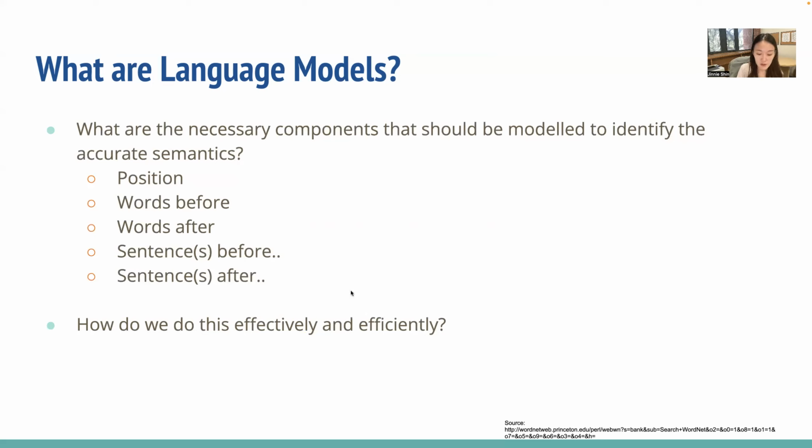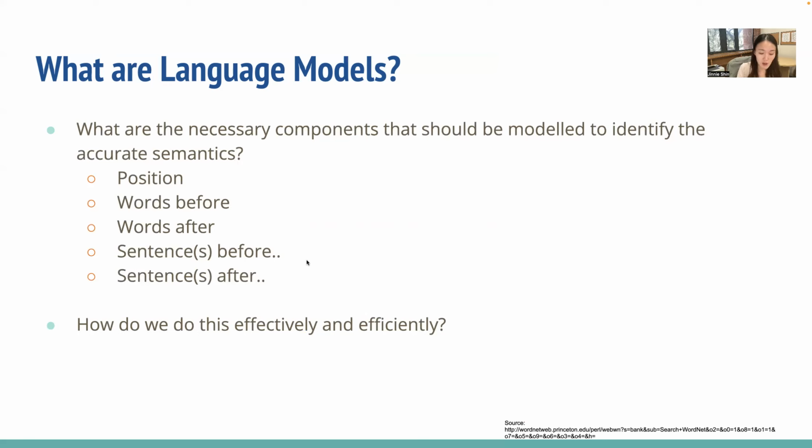What are the necessary components that should be modeled to accurately identify the semantics of words like bank? It's not just about the word itself, but it might be about the position in the sentence, the words before and after it, and even the sentences that precede and follow. All these elements can collectively contribute to our understanding of the word and its meaning, and the syntax and the semantics in a given context.